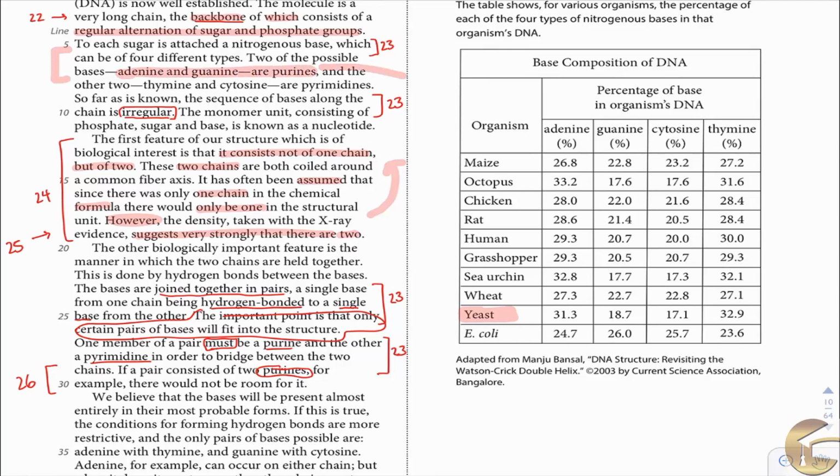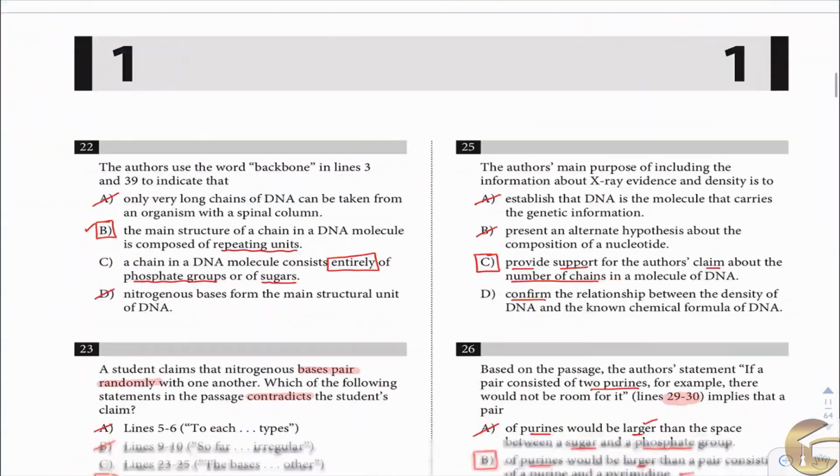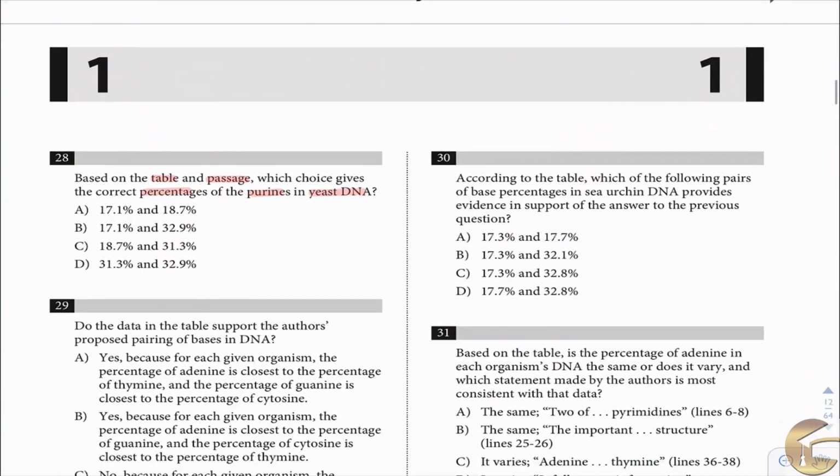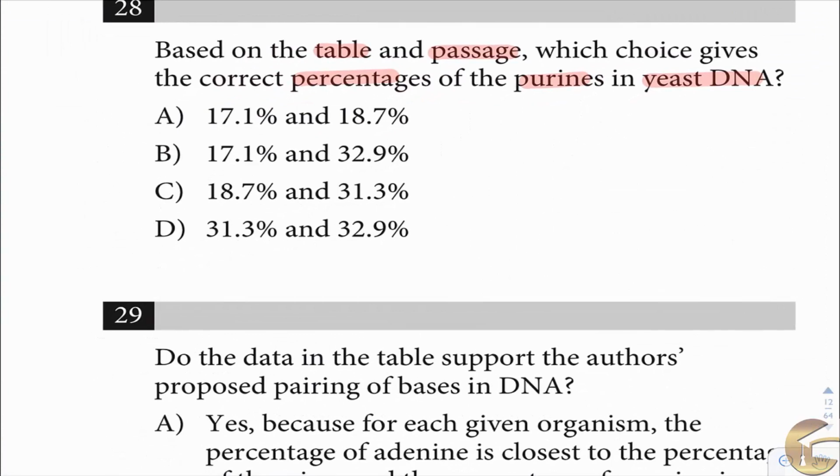So these are the ones we're going to use in our chart. We're looking at adenine, which is 31.3%, and guanine, which is 18.7%. So we're looking at those two numbers, 31.3 and 18.7. We can just jump to the answer, which is going to be C, because it's the only one that actually matches those two numbers. So that's going to be number 28.